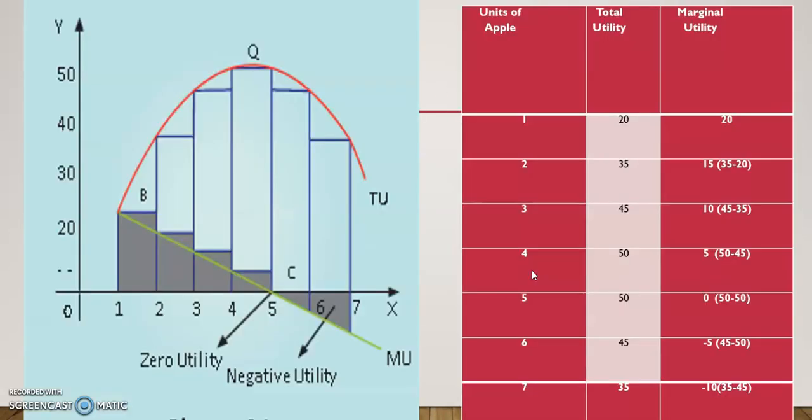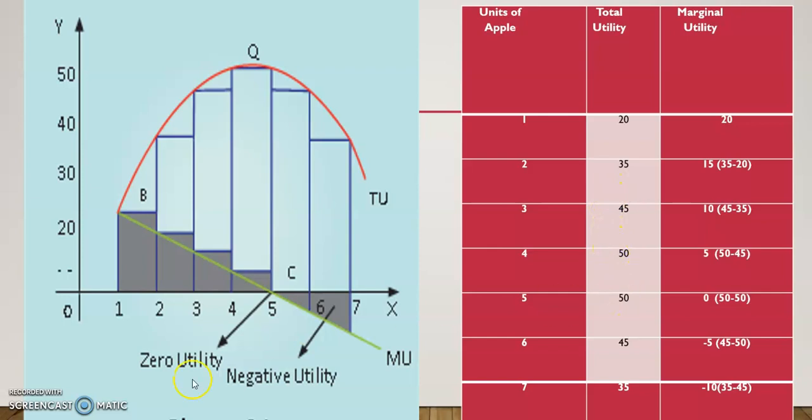This can be explained with the help of a diagram and a table. In the first unit, the consumer derives 20 units of utility. That is also the marginal utility. Marginal utility means the addition made to the total utility. Next, the consumer consumes the second unit. In the second unit, he derives a utility of 35. The difference between the first unit and the second unit is 15. From 20, it has increased by 15, and now he has a total utility of 35.